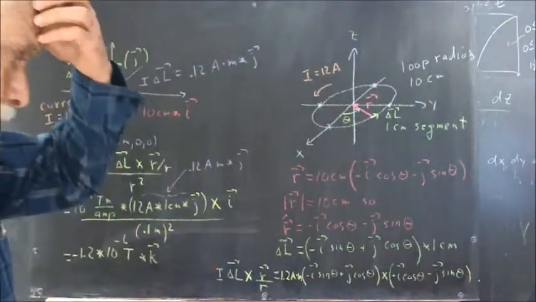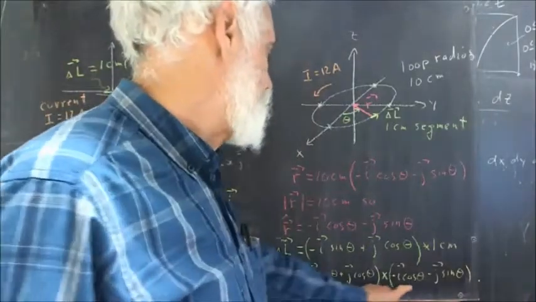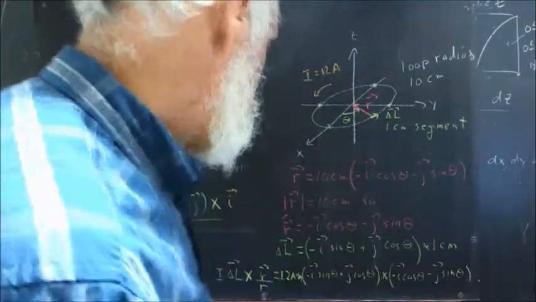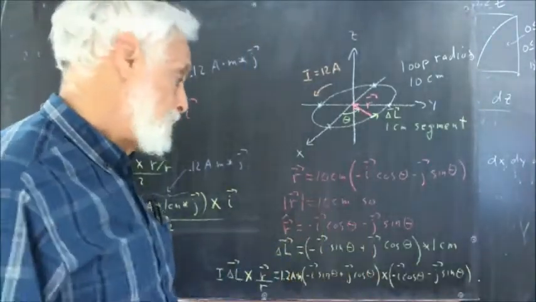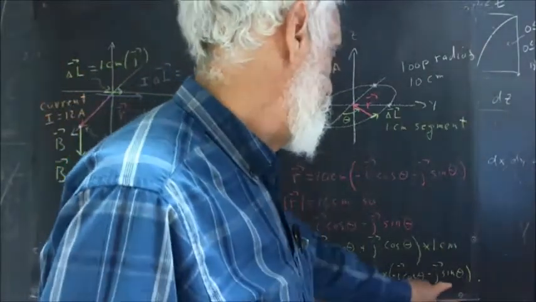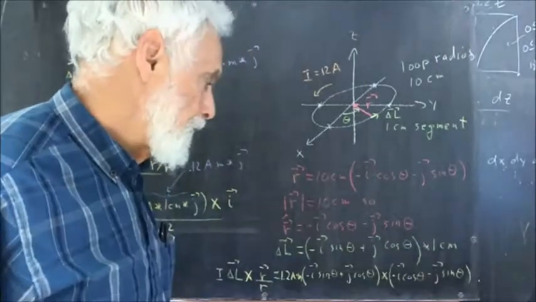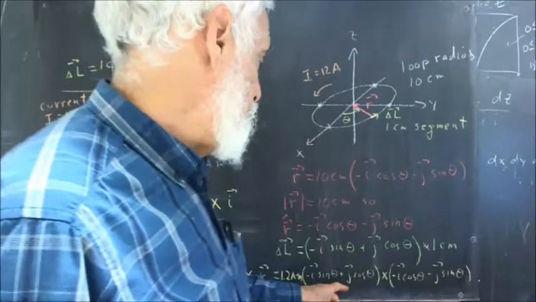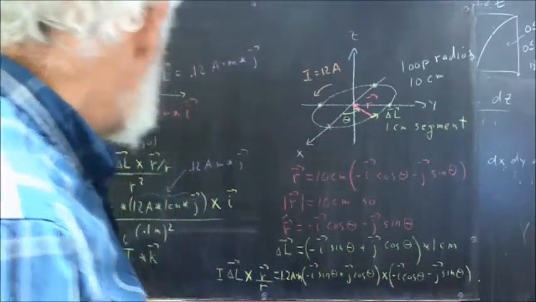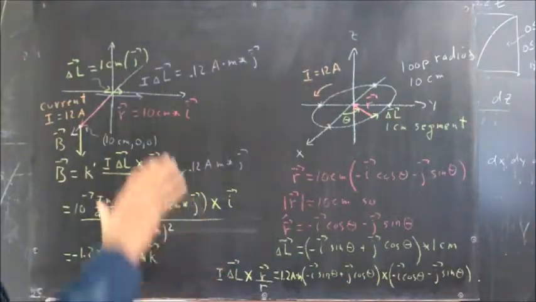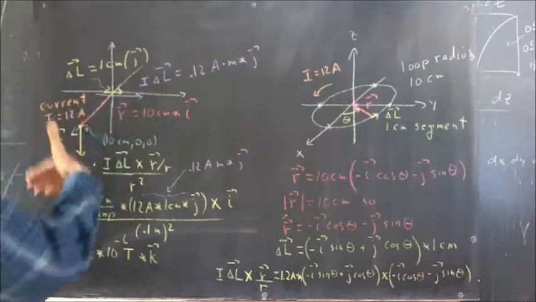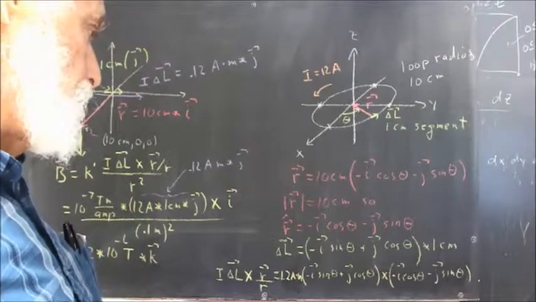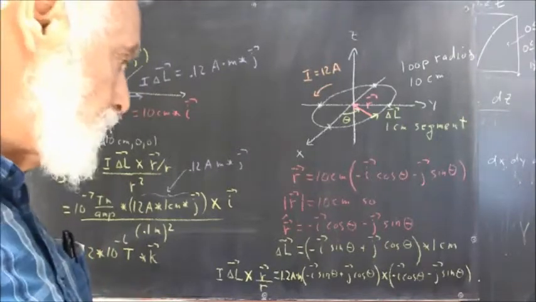And it turns out it does. I crossed with I is 0. I crossed with J is K, so that the I sine theta and the J sine theta, both being negative, are going to give us sine squared theta. And then the J crossed with negative I also gives us a K vector. And we're going to have a negative cosine squared.